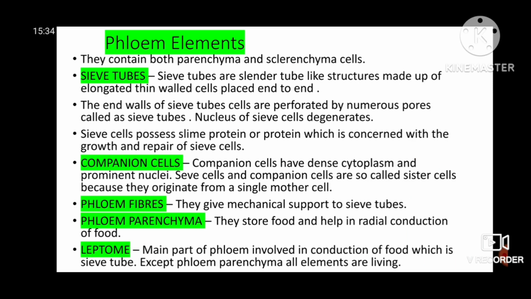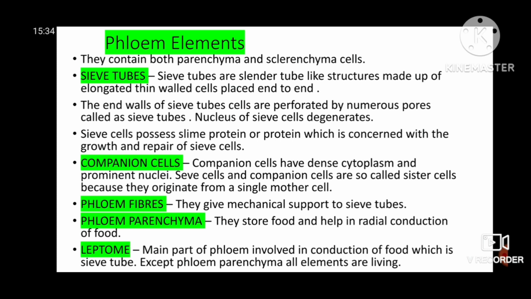Phloem elements. Phloem means the tissues which transfer food from one part of a plant to another. They contain both parenchyma and sclerenchyma cells. The main four elements are the sieve tubes, companion cells, phloem fibers, and phloem parenchyma. Sieve tubes are slender tube-like structures made up of elongated, thin-walled cells placed end to end. The end walls of sieve tubes are perforated by numerous pores called sieve plates.